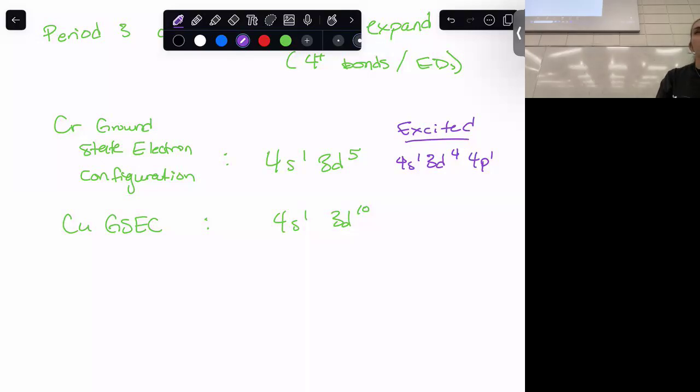For cations, it'll remove it from the s orbital. When you're removing valence electrons, you want to take it from the highest number energy level first. So 4 is greater than 3, you're going to take from the s first.